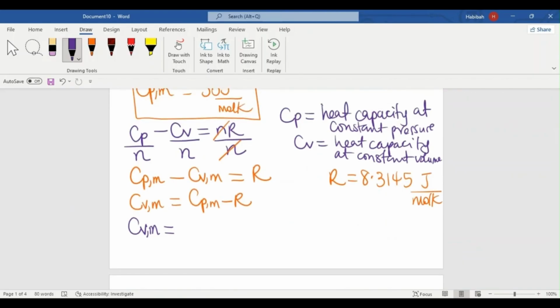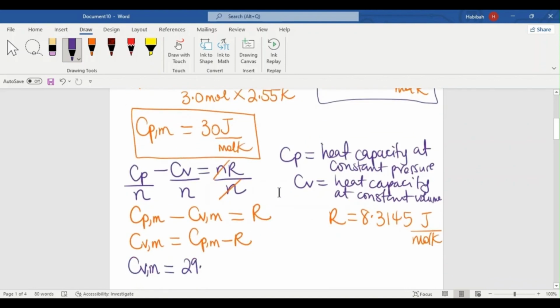You're going to use the actual value, and then whenever you're done with the new calculation, then you're going to approximate. So we're going to do it right now. So you have 29.9346 joule per mole Kelvin minus 8.3145 joule per mole Kelvin.